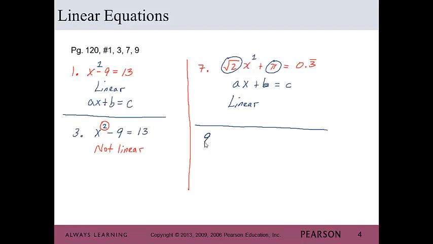And then last one, number 9. Now we have the absolute value of x plus 2 is equal to 5.